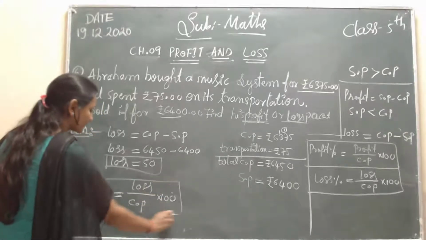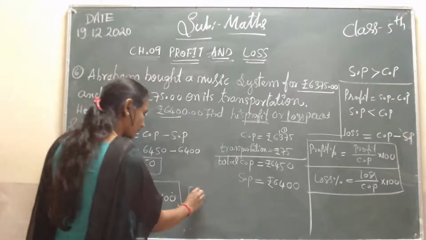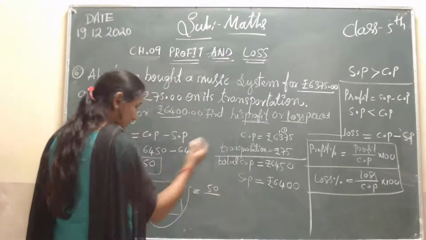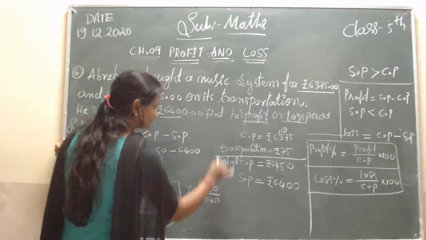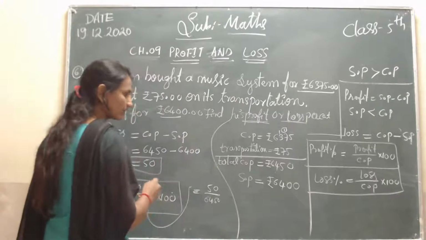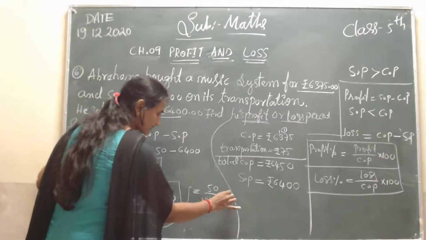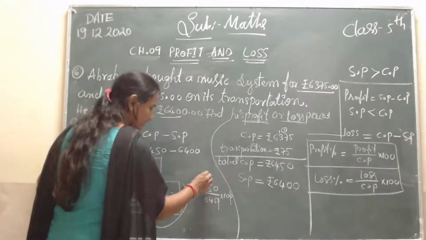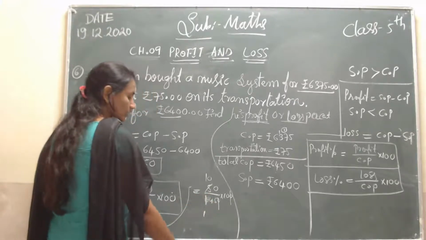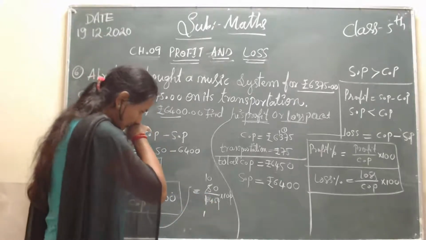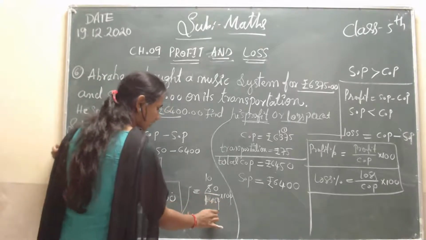Yes, this is the formula usage. You fill up the values. The loss, you already know, is 50 rupees. So what is the CP, students? CP is 6,450 rupees, into 100. You do cancel. So this 0 cancel, again this 0 cancel. So 5 ones are 5, so here 5 ones are 5, come to here 1, 5. 5 2s are 10, here come to 4. So 5 9s are 45.